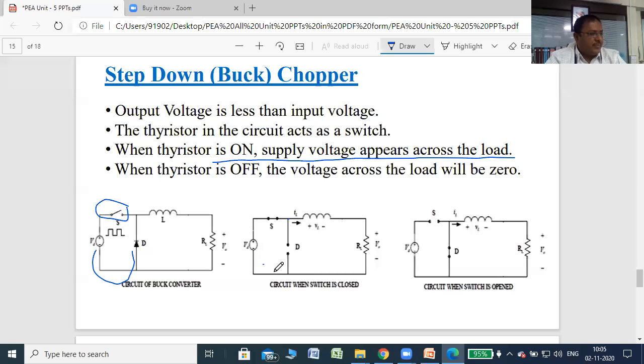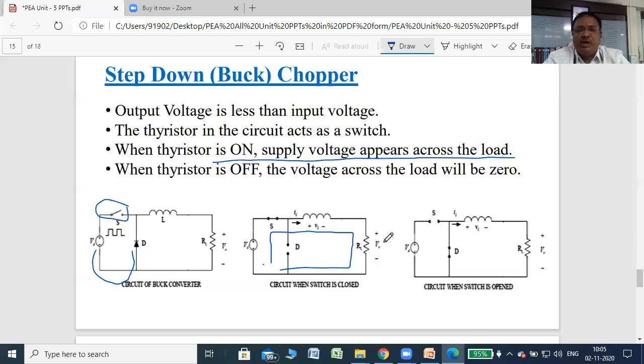So the supply current flows through the load back to the source. So this is called a closed switch operation.